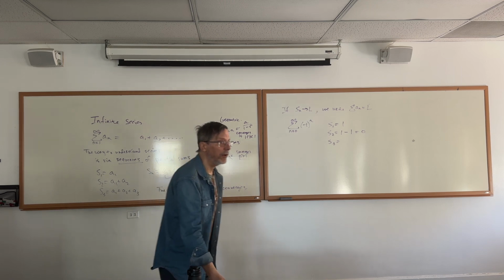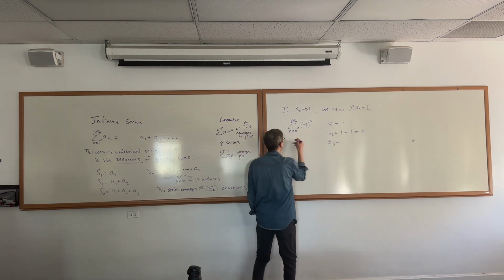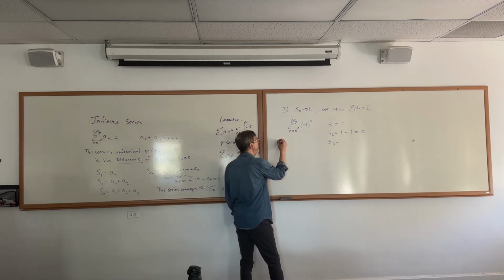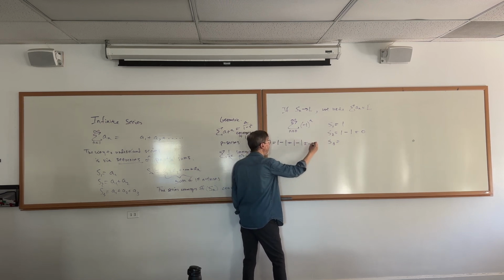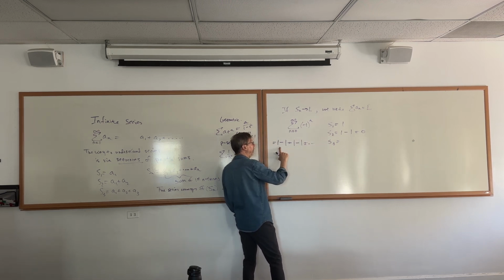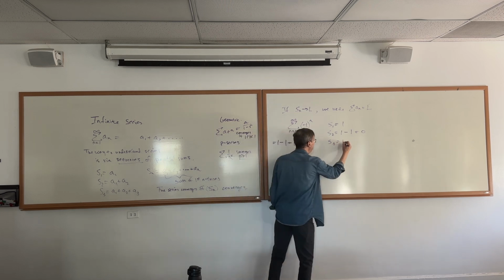I'm going to add a 1 to it. Right, this guy here, maybe it helps to write it out. This is -1 to the 0, -1 to the first, -1 squared, -1 cubed. So this sum would look like this if I wrote it out. So S3 is the sum of these first three things, and that's just 1.